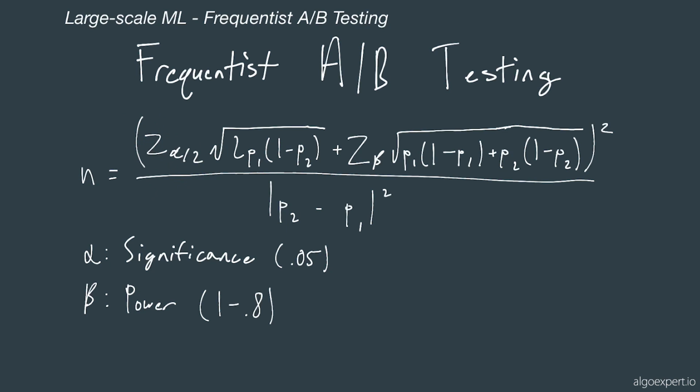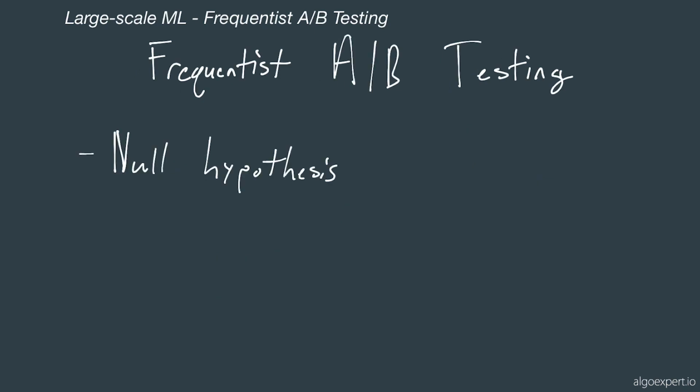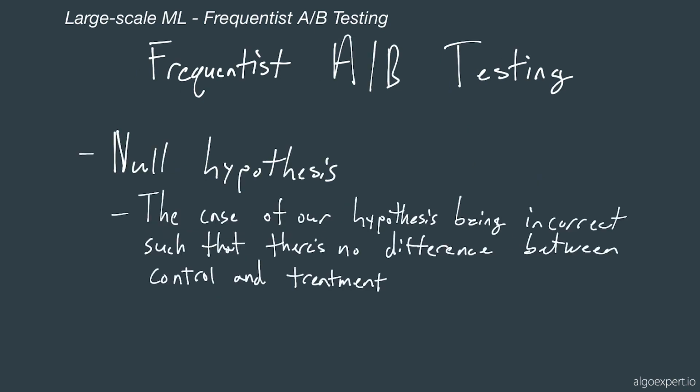Now also, in terms of frequentist testing, you'll hear about something called the null hypothesis. This is the case in which our hypothesis is incorrect, such that there's no difference between control and treatment. Usually, you'll hear the terms of either accepting or rejecting the null hypothesis. If we accept the null hypothesis, this means that there is no significant difference between the control and treatment. If we reject the null hypothesis, then that means there is a significant difference between control and treatment. So what does it actually mean to have a significant difference?